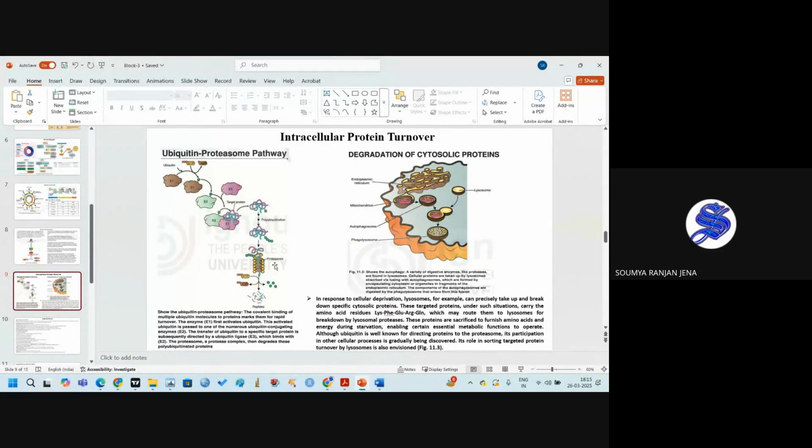This will be detected by the proteasomal pathway, or this is called the proteasome. In this proteasome there are different types of peptidase enzymes. They will digest the protein molecules and release peptides or amino acid fragments. And these peptide and amino acid fragments will be recycled.